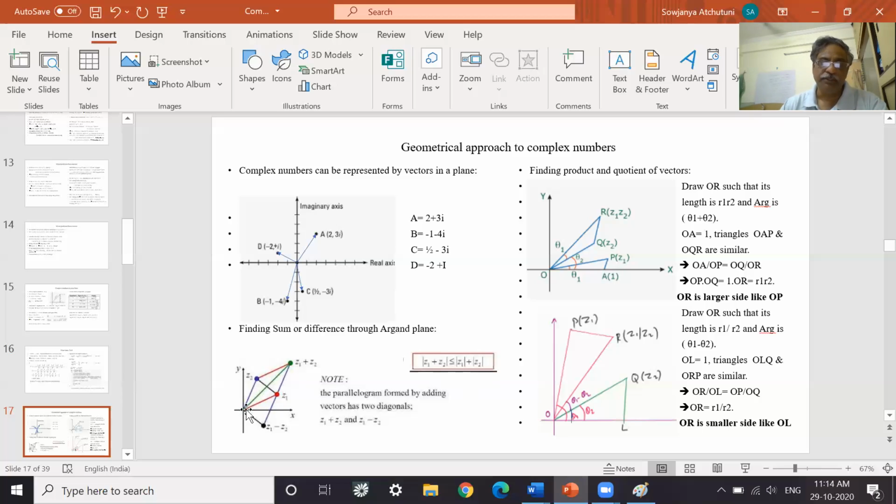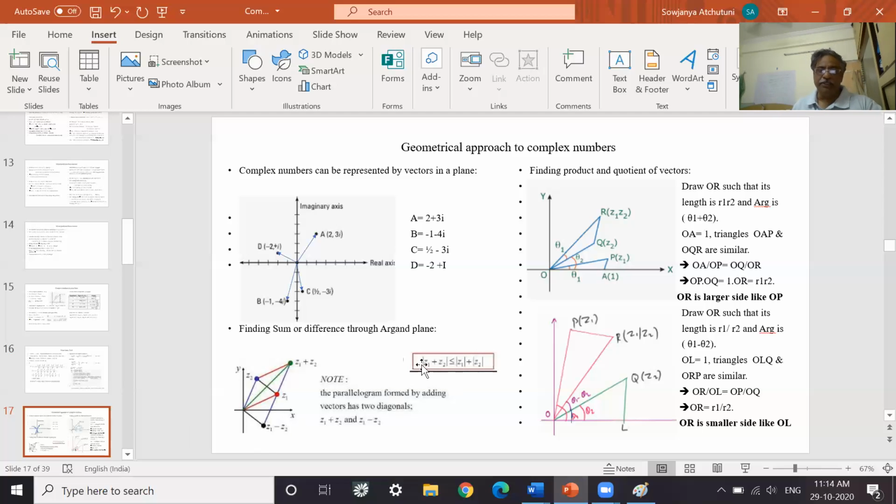So mod of Z1 plus mod of Z2 is more than mod of Z1 plus Z2. Similarly, in this case also, it will be less than mod of Z1 minus Z2. Mod of Z1 minus Z2 is more than mod of Z1 minus Z2 individually. The reverse happens.